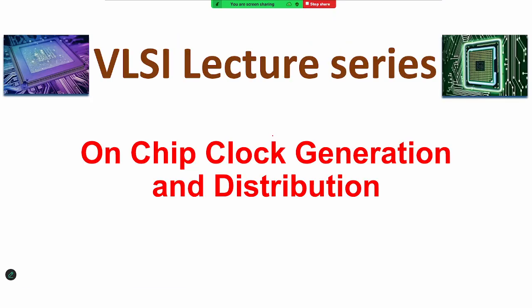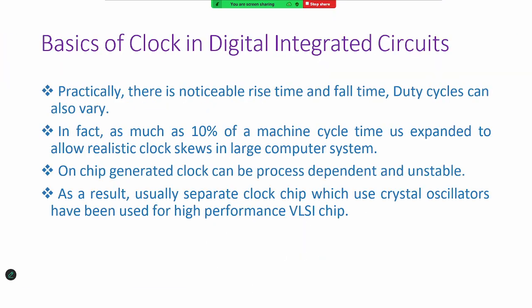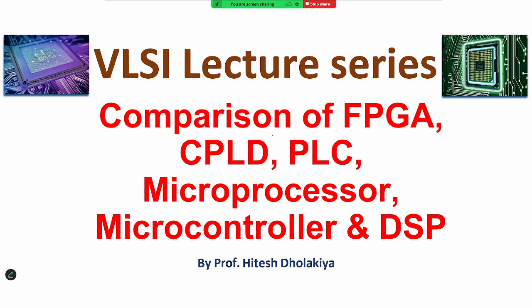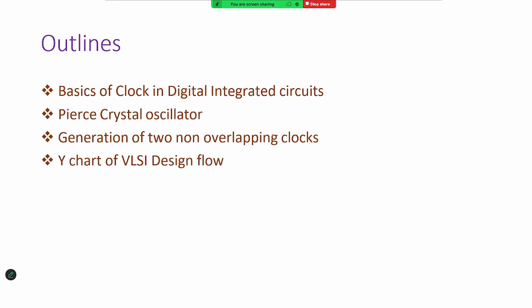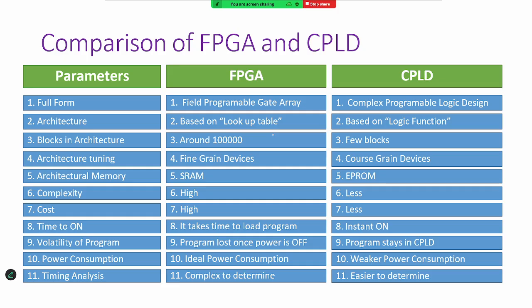This is about the comparison, one second. This one and this one I will tell you. Okay, comparison of FPGA and CPLD. See here, what is the full form? Field programmable gate array, complex programmable logic device. Architecture, if you see, is based on lookup tables, based on the logic function. How many architecture blocks are there? Around 1 lakh blocks are there in FPGA, and few blocks are available in CPLD. So this architecture is a fine grained device, and this is a coarse grained device.